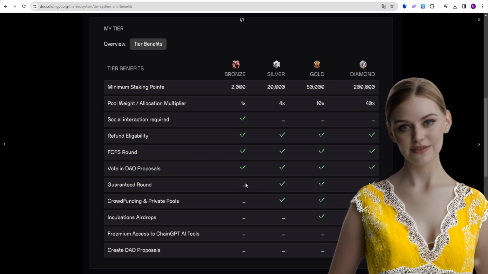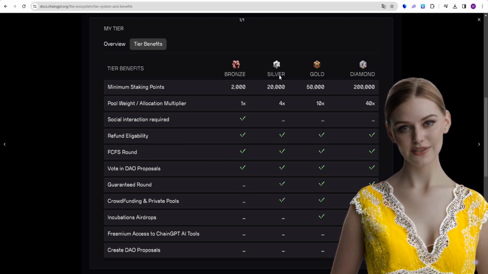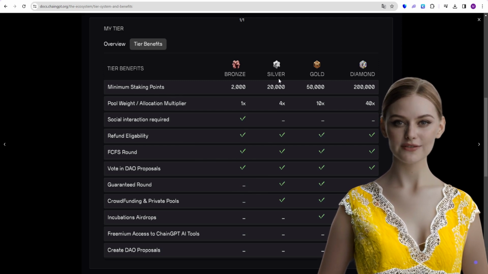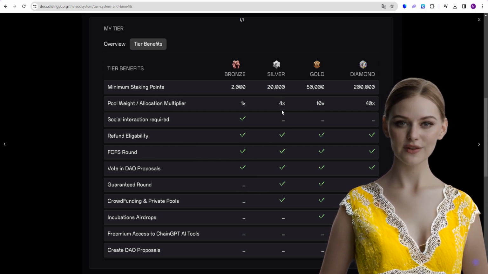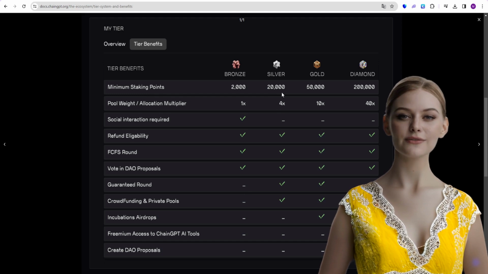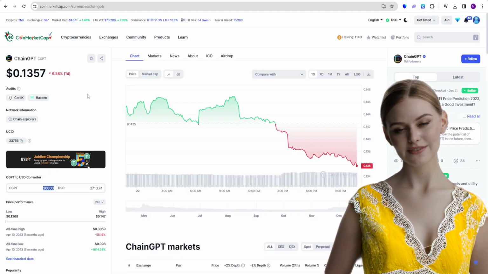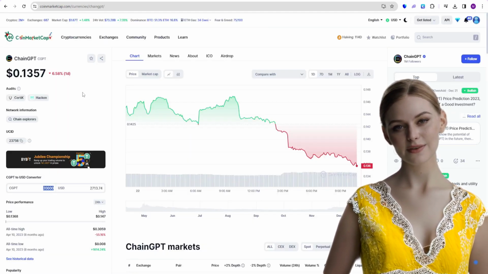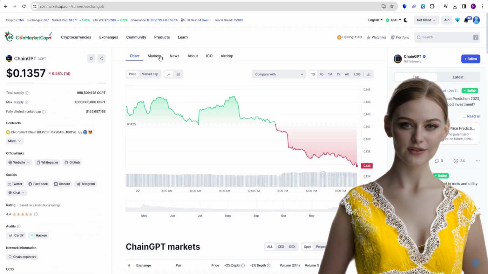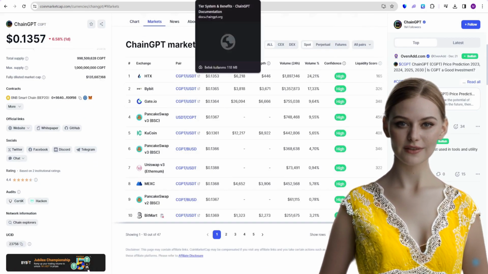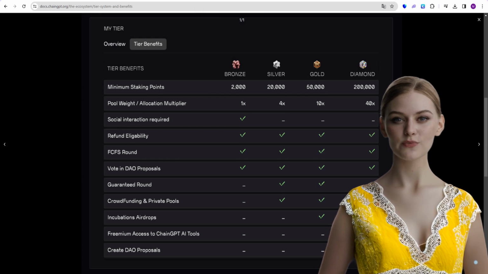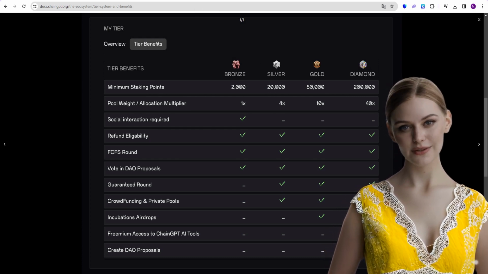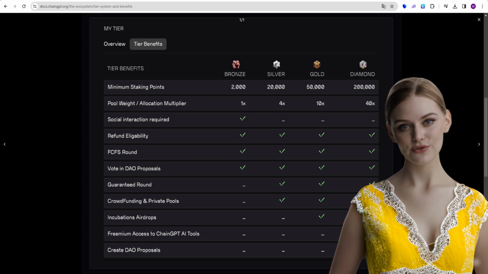For a guaranteed purchase, you need to be at least in the silver tier, which requires you to have 20,000 tokens. Now let's look at the price of ChainGPT. As you can see, the price is approximately 13 cents. 2,000 tokens will cost around $2,725. If you reach this level, your pool weight will be multiplied by 4. The multipliers vary based on the tier you're in.